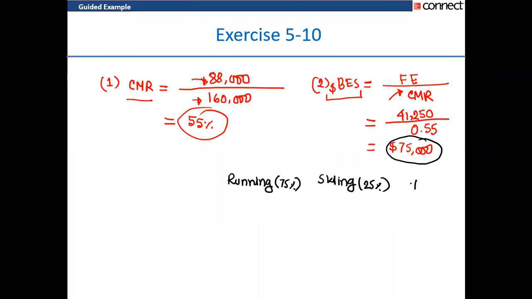ratio. So let me write a 3rd column for total. So let me write the sales in terms of dollar. You see how much sales in total I can allocate for break even. It should be 75,000. Now for running, what should be the break even sales, and for Skyeng, what should be the break even sales?